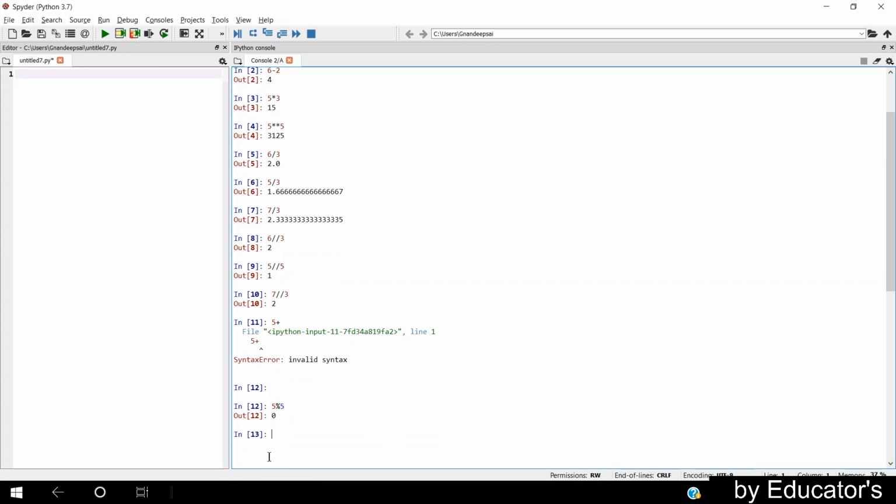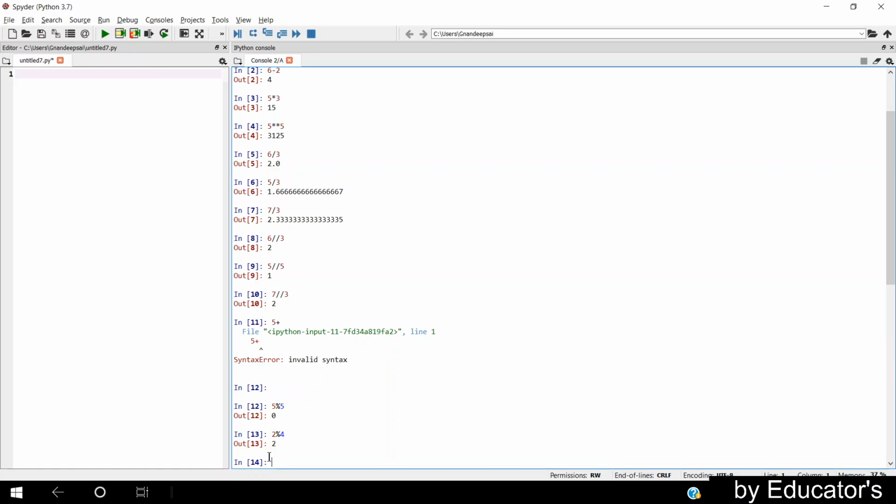Now, what if I do 2 modulo 4? Great. It's giving me 2. Why? 2 divided by 4 will give me a remainder of 2. That is the reason it is returning the value 2. Okay, great. We came so far.